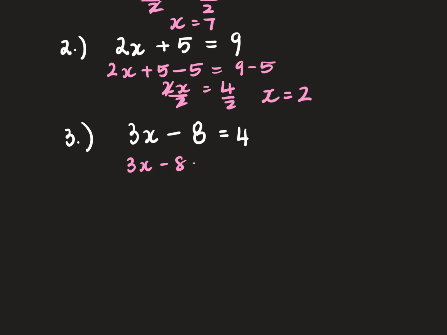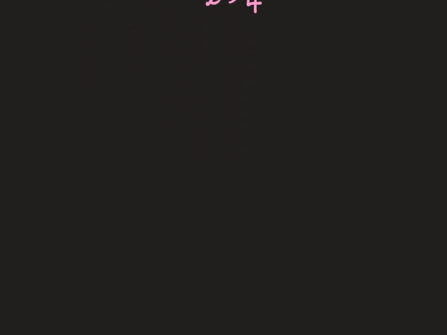3x minus 8 plus 8 equals 4 plus 8. 3x equals 12. Divided by 3, cancel. x equals 12 divided by 3 is 4. Okay, now all of those ones had whole numbers for answers, but that won't always happen. Have a look at this one here.